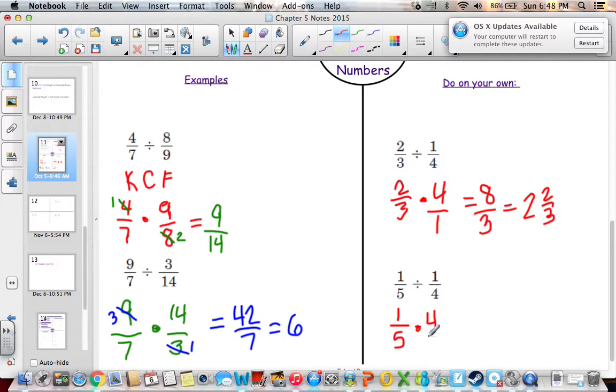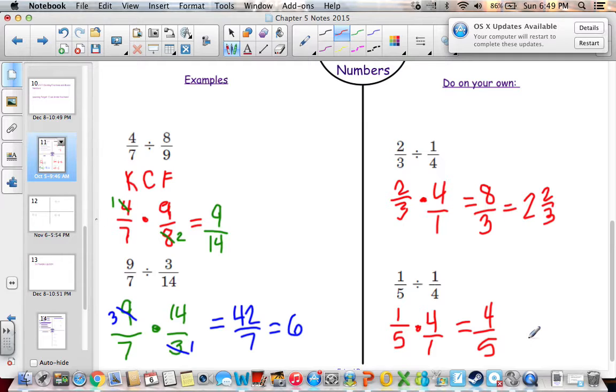Flip my second fraction to 4/1. And then we multiply. 1 times 4 is 4. 5 times 1 is 5. And then it's already in simplest form, so we leave it as 4/5.